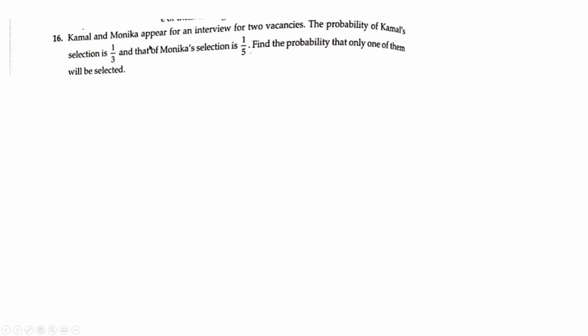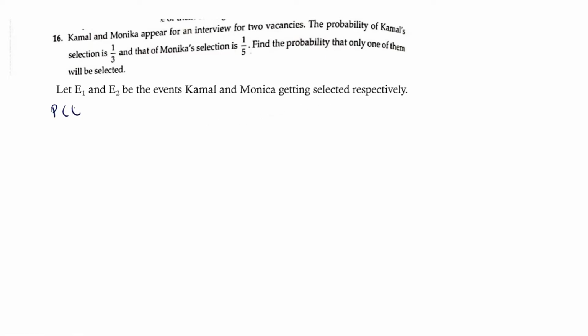Next question. Kamal and Monica appear for an interview for two vacancies. The probability of Kamal's selection is 1 by 3 and that of Monica's selection is 1 by 5. Find the probability that only one of them will be selected. So here the probability of Kamal's selection is given as 1 by 3 and Monica's selection is 1 by 5. So let E1 and E2 be the events Kamal and Monica getting selected respectively. So probability of E1 is 1 by 3 and probability of E2 is 1 by 5. Now we need to find the probability that only one of them will be selected.